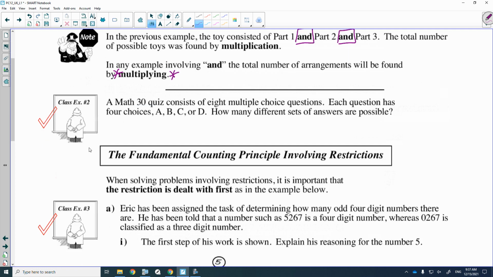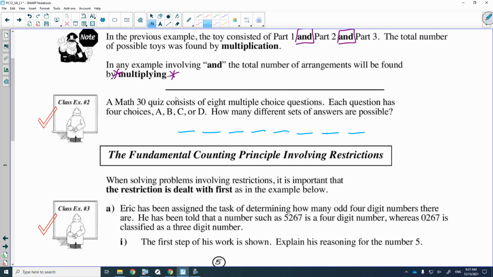Let's look at this question. A Math 30 quiz consists of 8 multiple choice questions. What that means is there would be 8 stages. So here's question 1, 2, 3, 4, 5, 6, 7, 8. So there's your test with your 8 questions.